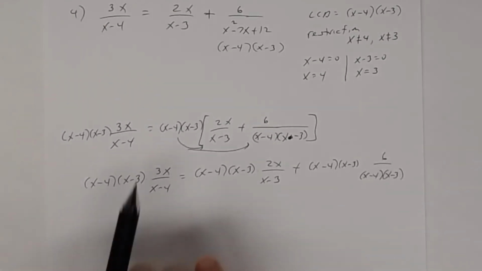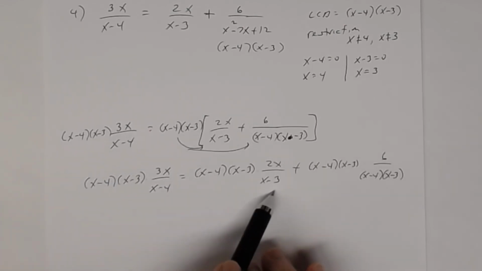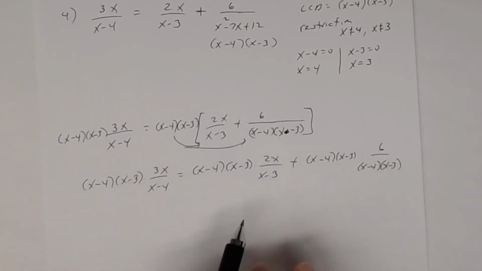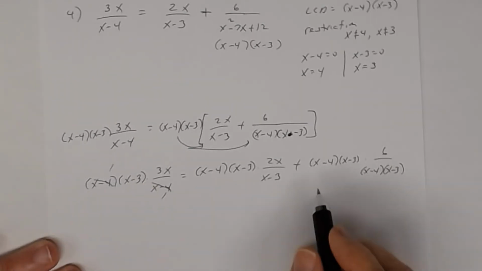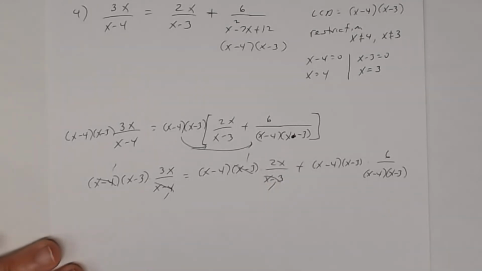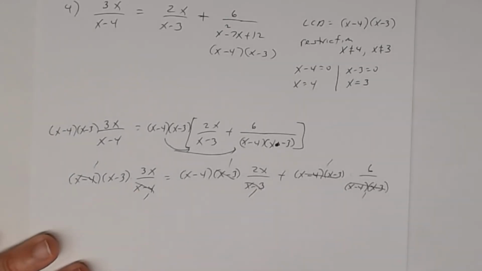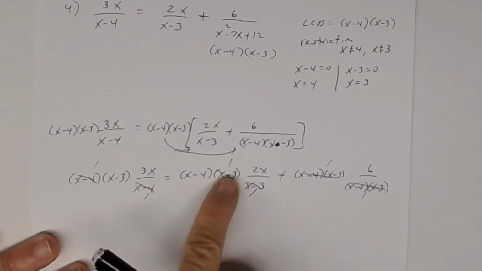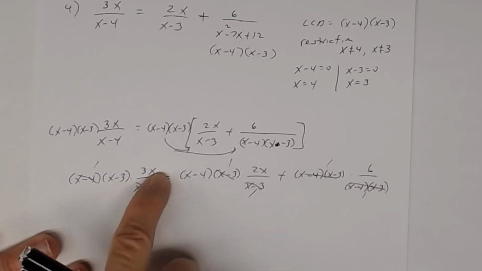Okay, so now remember the whole purpose of multiplying both sides by the least common denominator is to get these denominators to be factors of 1s. And now we're going to reduce. So the x - 4's divide out, the x - 3's divide out, and then these 2 factors divide out as well. So you're left with factors of 1s in their places. So I get 1 times (x - 3) times 3x.